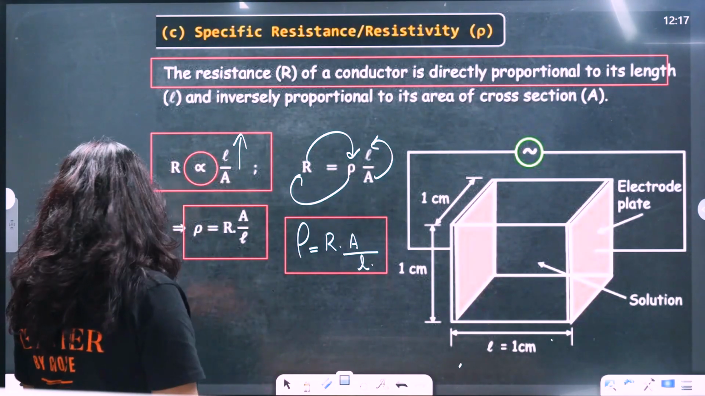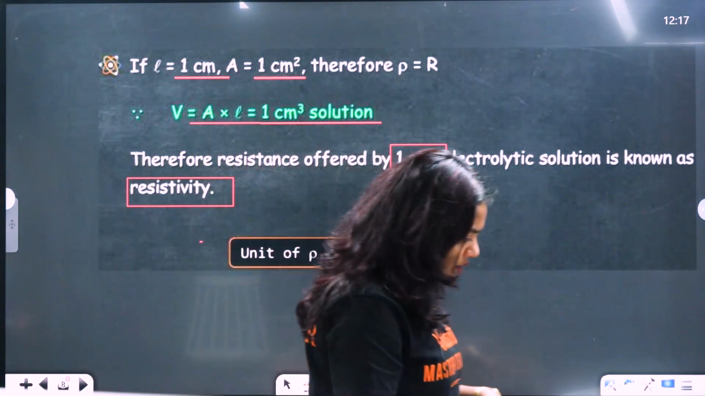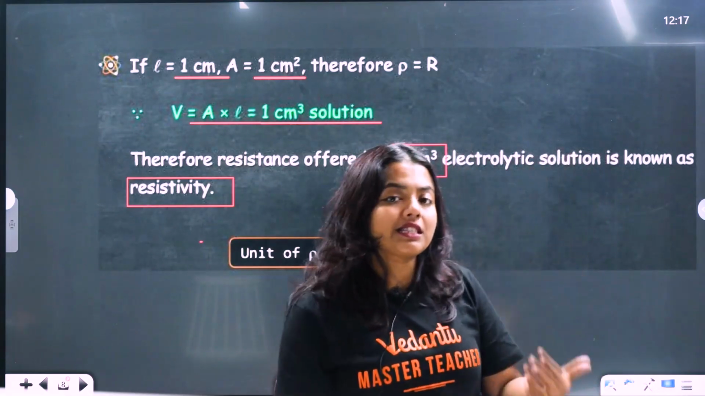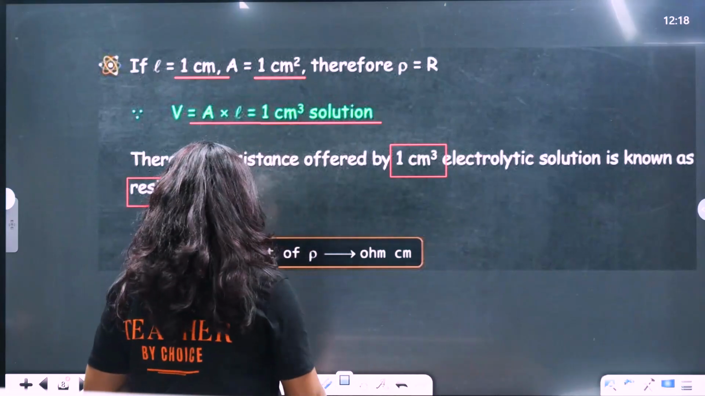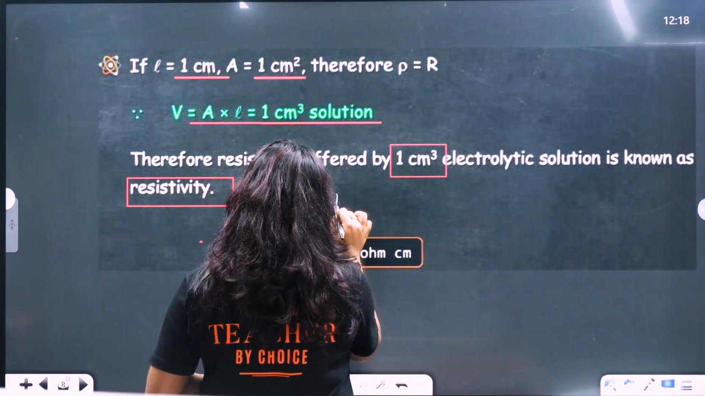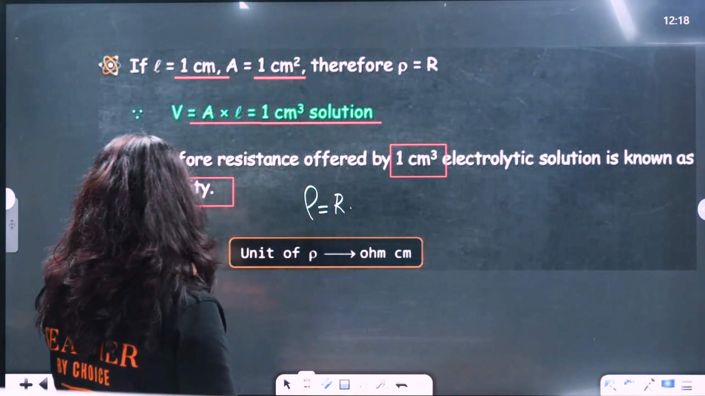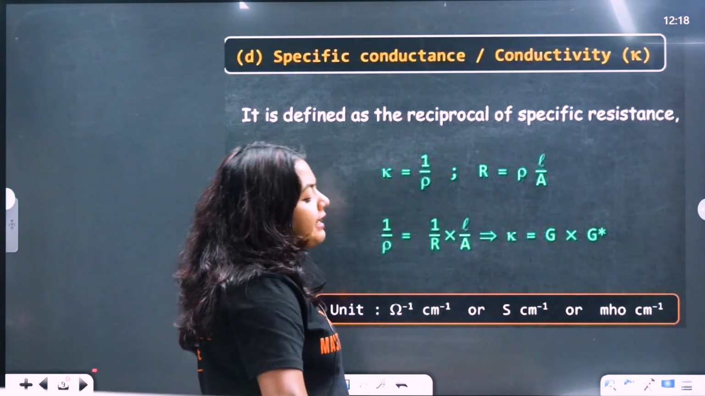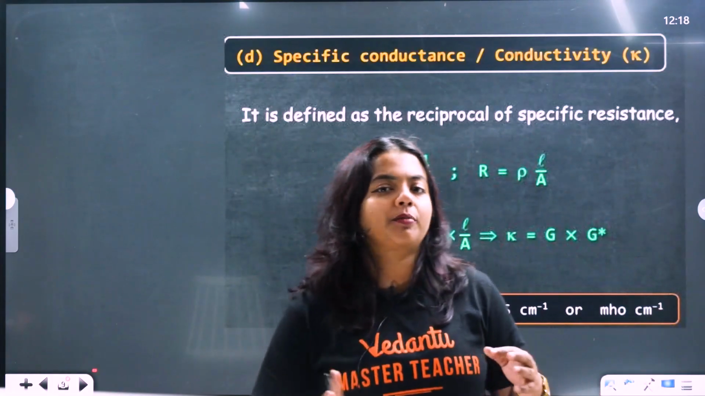So resistance is equal to resistivity. From this, if you take a volume of 1 centimeter cube of electrolytic solution, their resistance is what? It is the resistivity, because they do have resistance equal to resistivity. So the unit of resistivity is ohm centimeter. Clear? Now the next one is the specific conductance or conductivity, which is denoted by K.